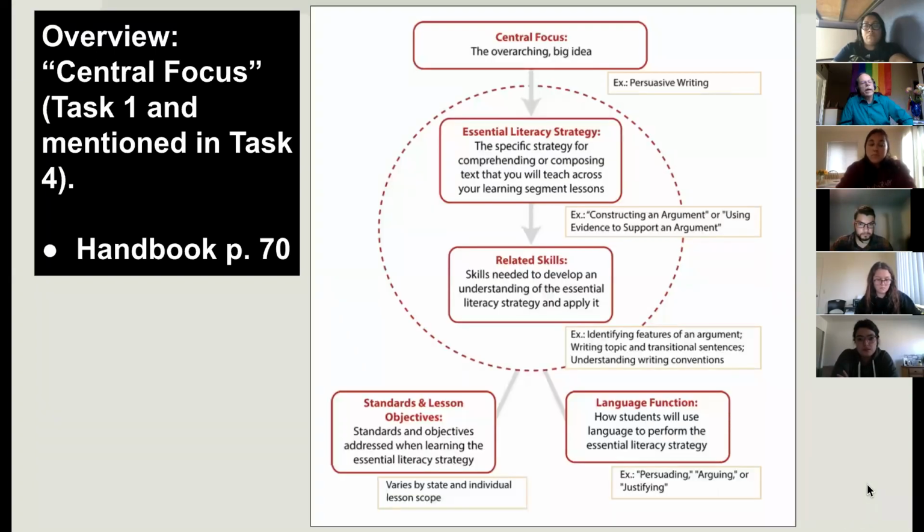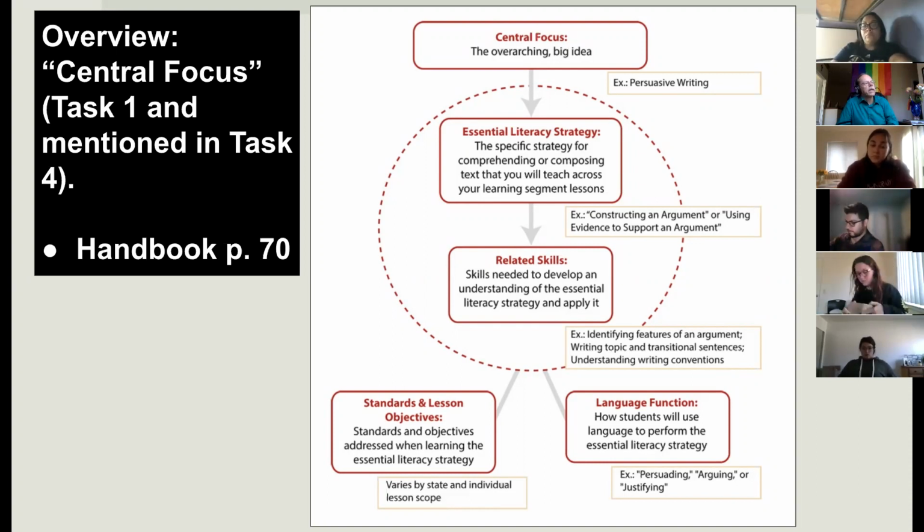In your edTPA handbook on page 70, there is this diagram. And I think this diagram gives you a good overview. As you've heard me say in the past, I know that I'm a visual learner. So I really appreciate visuals that people put together. And so I'm sharing it with all of you, because as you think about task one, or rethink about it if you're already into it, you've got to start with that box at the very top. What is the overarching big idea? What is the central focus?